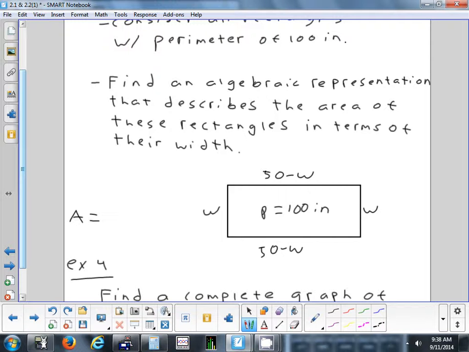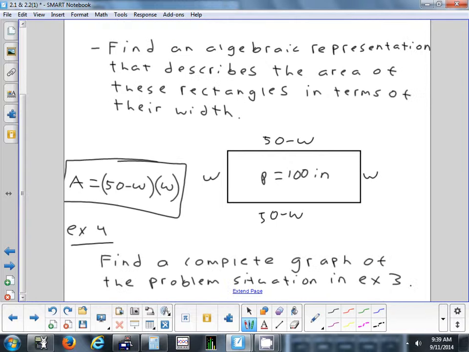50 minus W. Yeah, there's my length times W. There's a formula that represents the area of the rectangle. Okay, they didn't ask us to simplify it, but we could write it as negative W squared plus 50W if we distributed it. Now it says to find a complete graph of the problem situation.